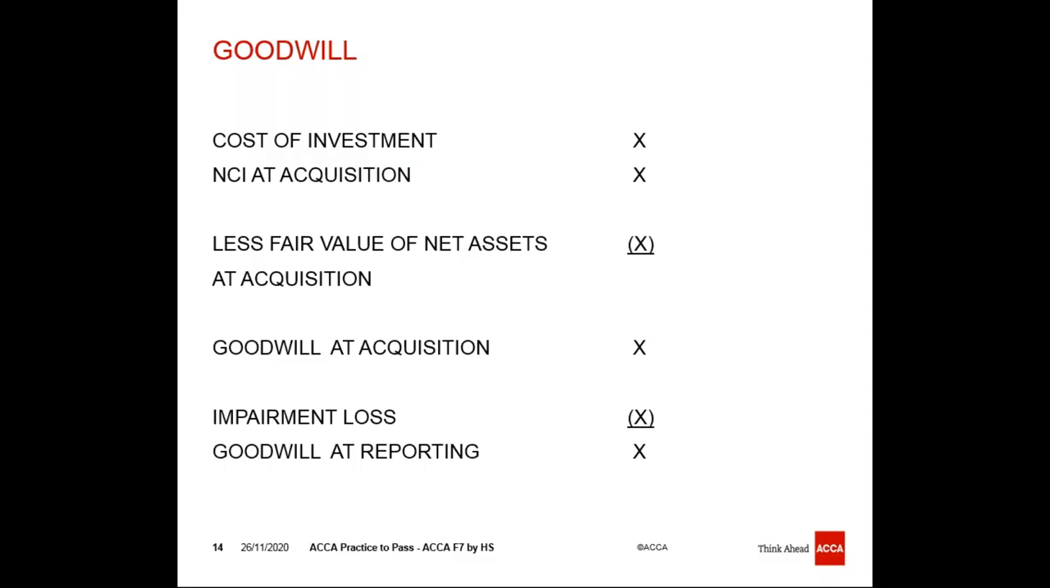The examiner can ask you a question in the examination in which you are required to calculate the goodwill at acquisition or the goodwill at the reporting date. There is a difference of impairment loss between these two goodwills. If the question clearly states to calculate the goodwill at acquisition, then you are not required to deduct impairment loss. But when we are preparing the goodwill at the reporting date, then you have to deduct the impairment loss from it.